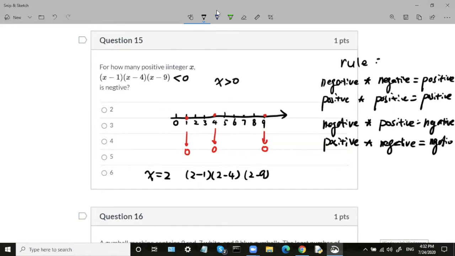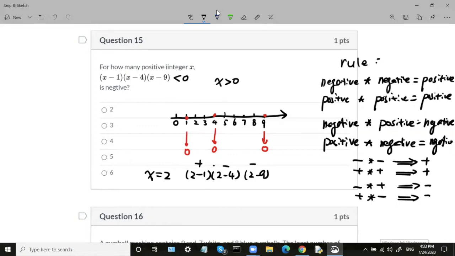So we can also write it like this: negative times negative is positive, positive times positive is positive, negative times positive is negative, and positive times negative is negative. From here, we can see this is positive, negative, negative. So positive times negative is negative, negative times negative is positive, so this is greater than 0. Same as for 3, so this area is greater than 0.